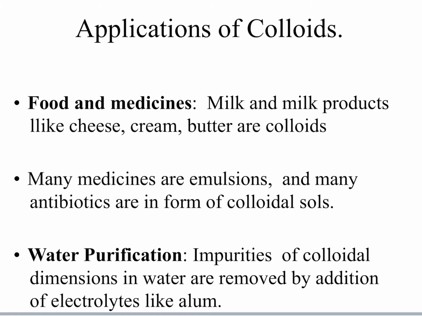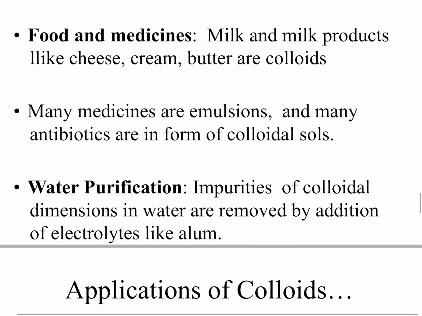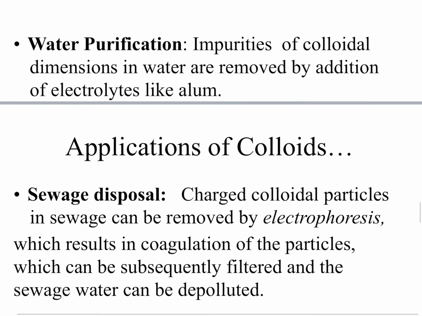Later the water is filtered, sterilized and supplied. Next, sewage disposal. Charged colloidal particles in sewage can be removed by the process of electrophoresis. Sewage also consists of very minute particles which cannot be removed by filtration. Even after sedimentation or filtration they will remain there because the particle size is very small. So to remove these particles, electrophoresis is done.